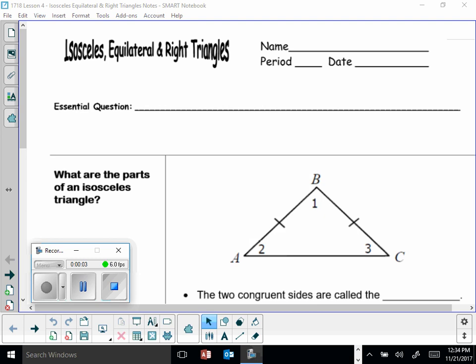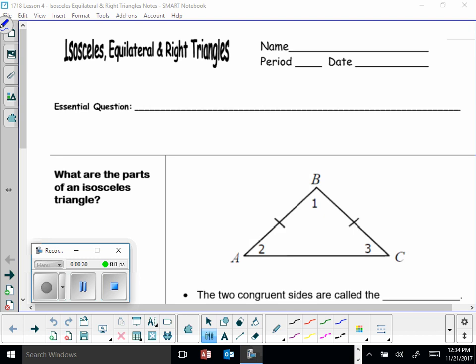For our fourth lesson in the congruent triangles unit, we're going to look at some special properties of isosceles, equilateral, and right triangles. There's some specific vocabulary involved and a couple of theorems. Right triangles are so important, we're actually going to do an entire unit on right triangles later. We're just going to kind of hit the tip of the iceberg, so to speak, in this unit.